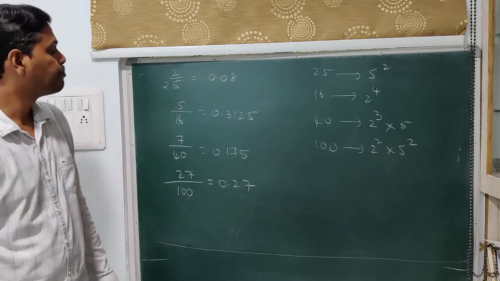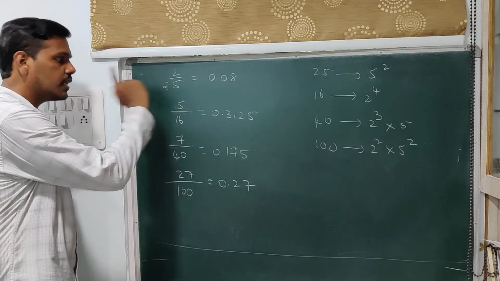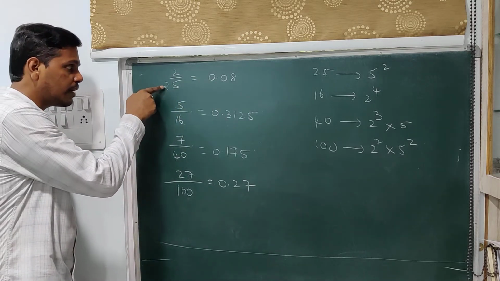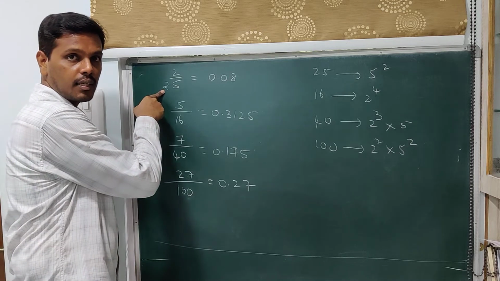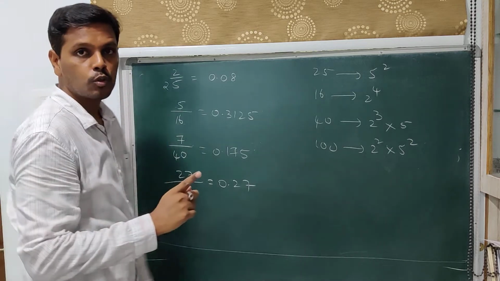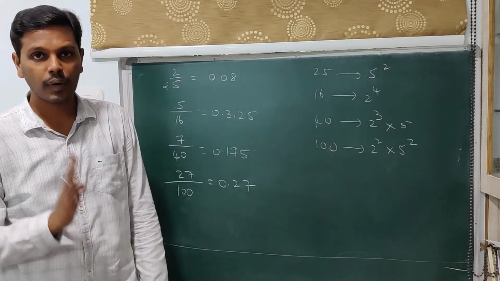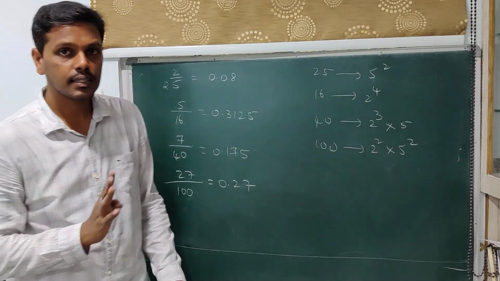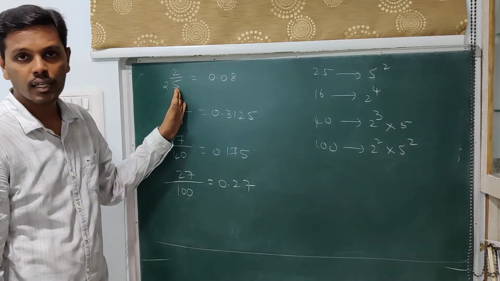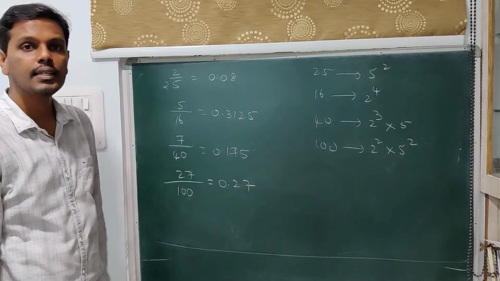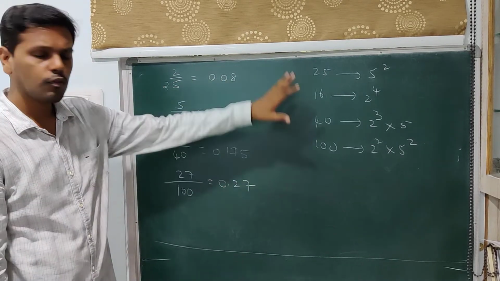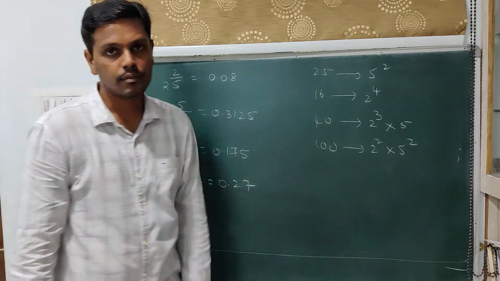I repeat it again. Given a rational number, if the prime factorization of the denominator contains only 2, only 5, or only 2 and 5 as prime factors, then we can say that the given rational number has a terminating decimal expansion. Now we try to form an equivalent statement of what I have said.